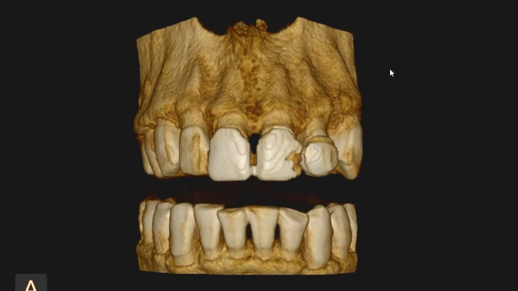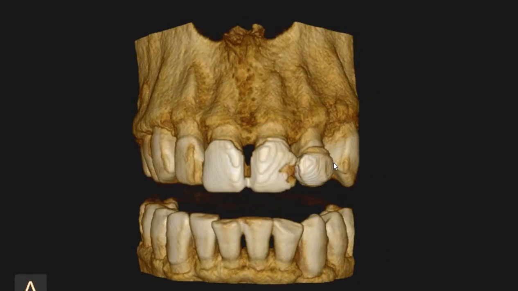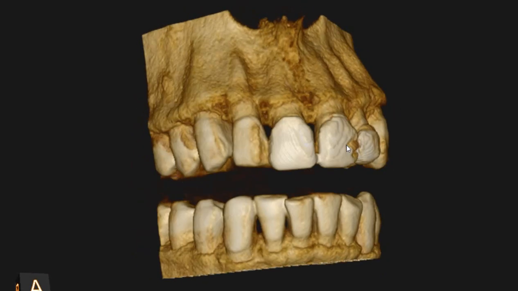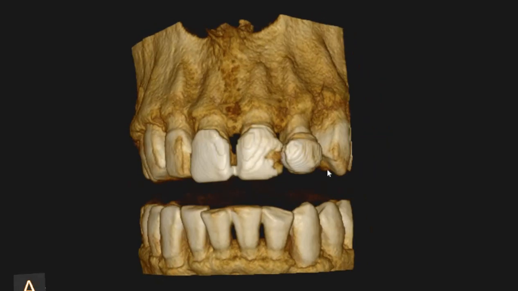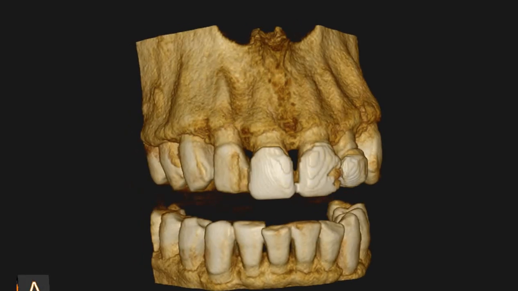This is the CBCT of the patient that you have requested. This is high resolution endodontic mode. We can see that there is a prosthetic restoration on the facial surface of 1-1, 2-1, and 2-2. But the area of interest highlighted to us is 1-1.